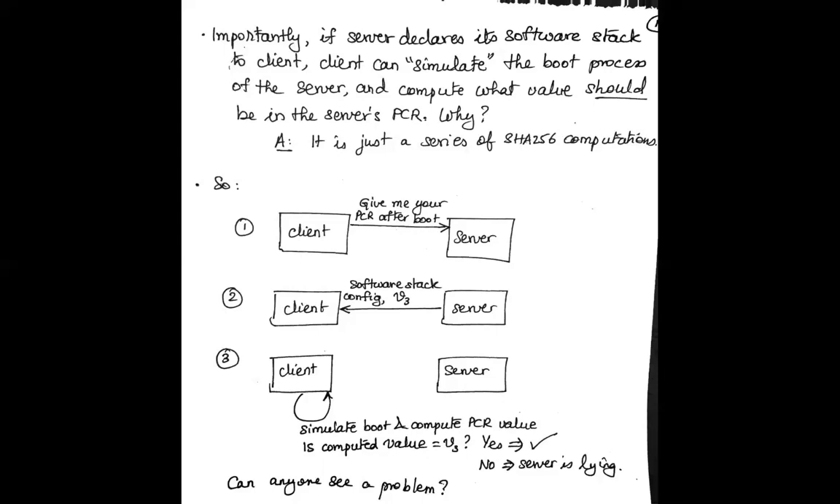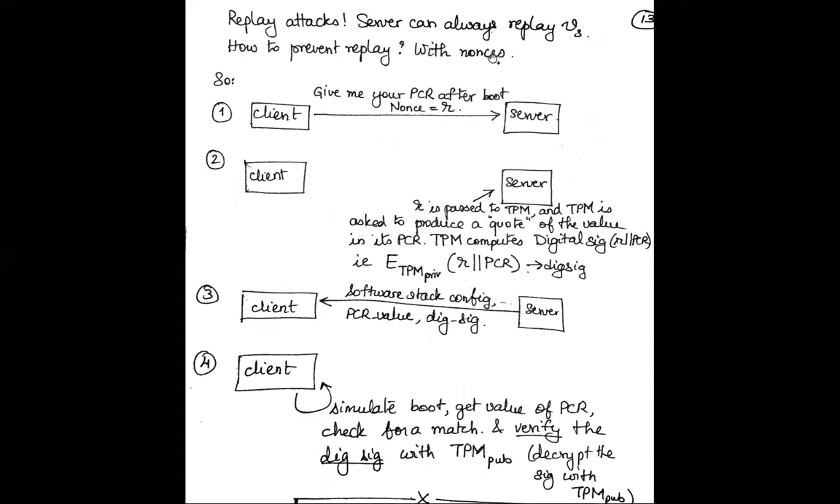So how do we protect against replay attacks? Well, if you think back to our lecture on authentication protocols and Needham Schroeder and so on, what was the solution? Well, the solution was nonces, right? Random numbers. So to prevent replay, the client presents a challenge to the server. It sends, hey, give me your PCR after boot. And hey, by the way, here is my nonce. Here's my challenge. Here's a random number R that I'm giving you.